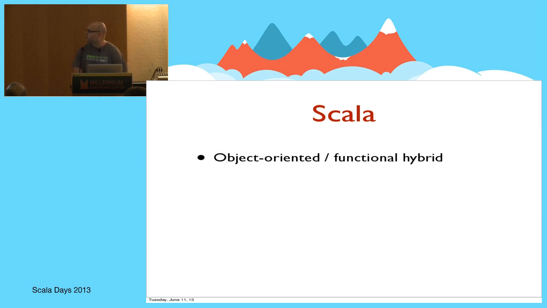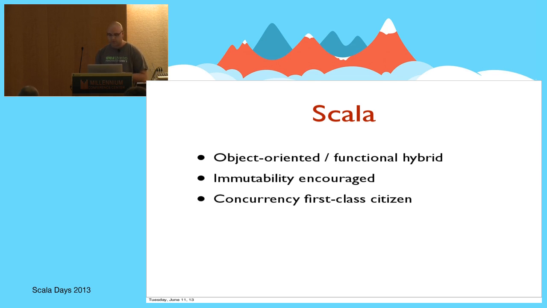So let's look at Scala briefly. As we know, it's an object-oriented functional hybrid. One of the nice things about Scala is that immutability is encouraged, right? You drop into the Scala REPL and you start playing with the collections. What you're given by default are the immutable ones, and then Scala makes you work a little harder to get to the mutable ones, which goes along with immutability being encouraged.